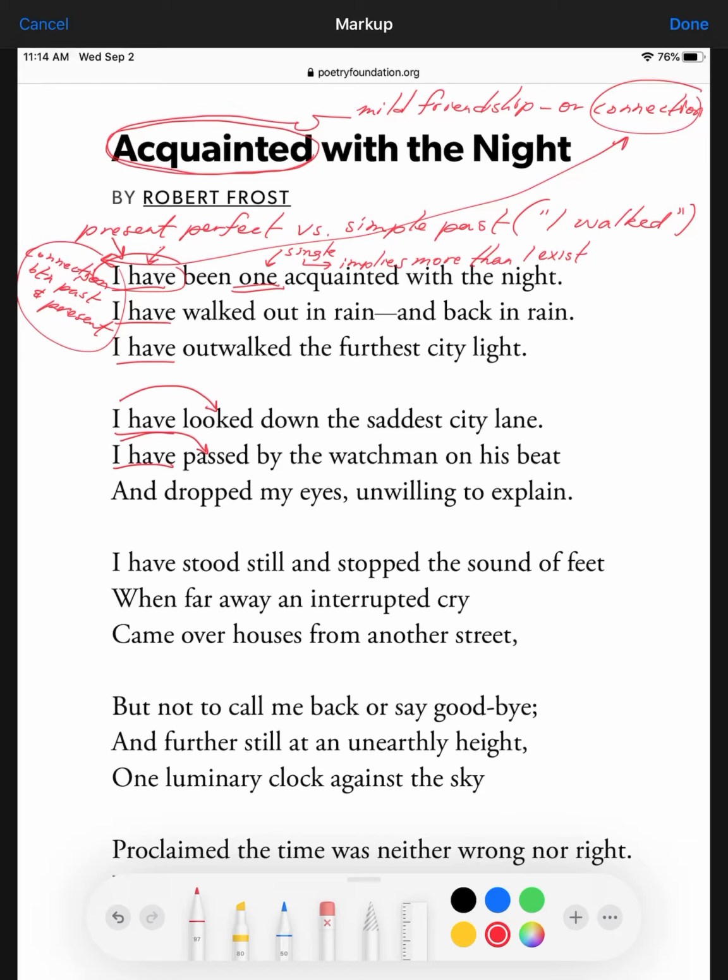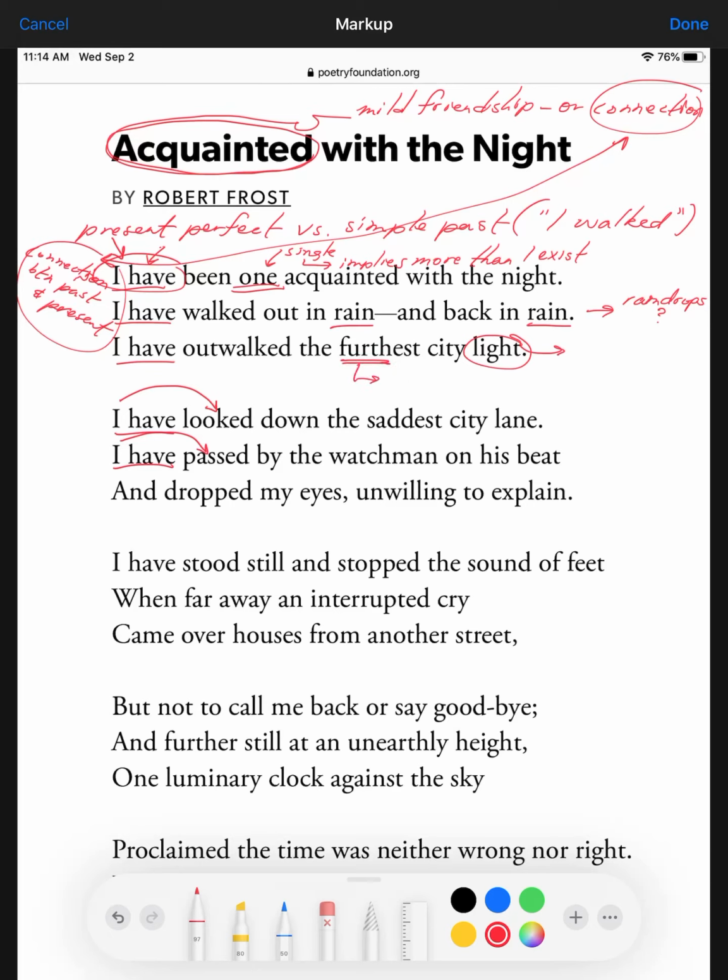I have walked out in rain and back in rain. It's interesting, the repetition of rain, maybe like the repetition of raindrops itself. I have outwalked the furthest city light. This idea of furthest is interesting.